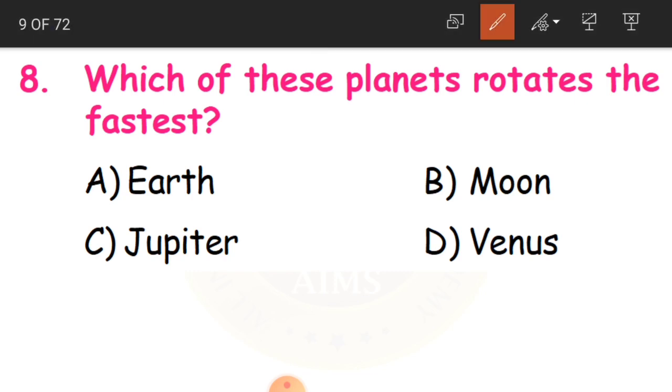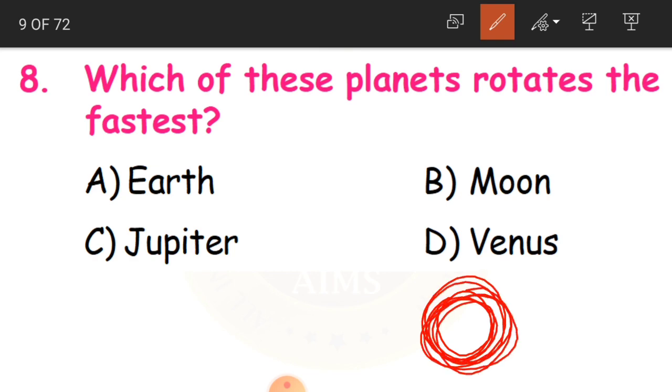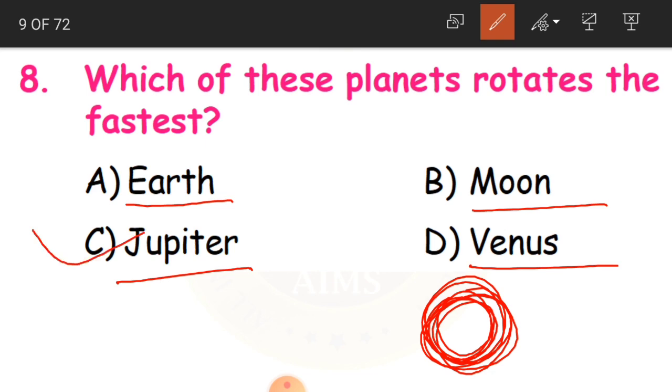Now the eighth question, which of these planets rotates the fastest? Which is going to rotate, spin, very fast when compared to all the planets? Is it Earth, Moon, Jupiter or Venus? For your clue, I will give one more hint: this is the largest planet among all the 8. It is nothing but Jupiter. Okay, children, the answer is Jupiter.